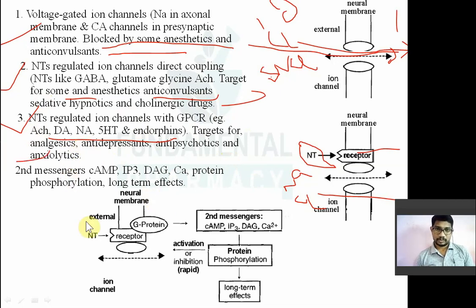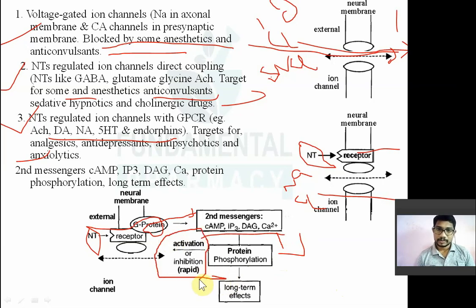Okay, now you can see over here, the third type: the neurotransmitter will be released over here. It will activate the receptor, which is G protein coupled. So there is activation of G protein and generation of secondary messengers like cyclic AMP, inositol 3 phosphate, diacylglycerol, and calcium. So this will cause phosphorylation of this protein. Now they can cause either activation or inhibition of the ion channel.